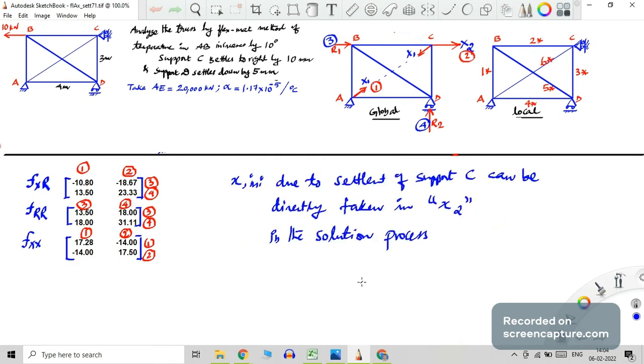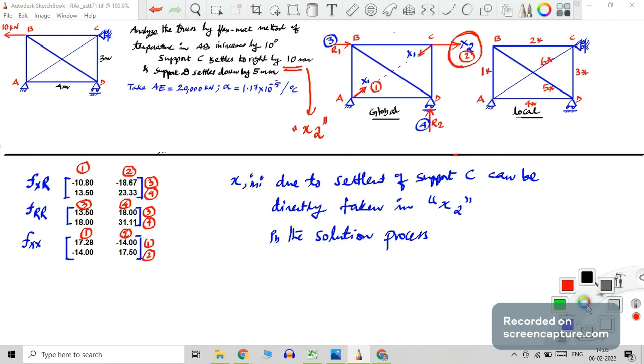What is the next initial condition? Yeah, of course, this 10 mm settlement. That 10 mm settlement is in support C, and you know that at support C we have a second coordinate x2. So this can be directly taken in small x2. So that can be directly available. That is available in the solution equation.